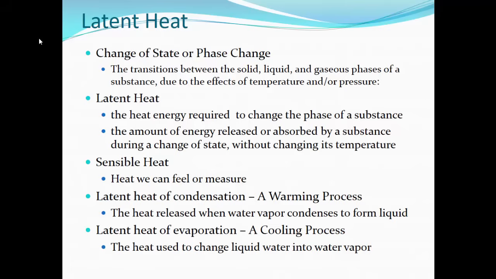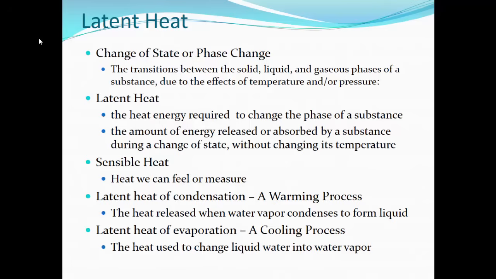So the latent heat of condensation is a warming process. The heat released when water vapor condenses to form liquid. And the latent heat of evaporation is a cooling process. The heat used to change liquid water into a vapor. So those are going to be the two important ones in the atmosphere.